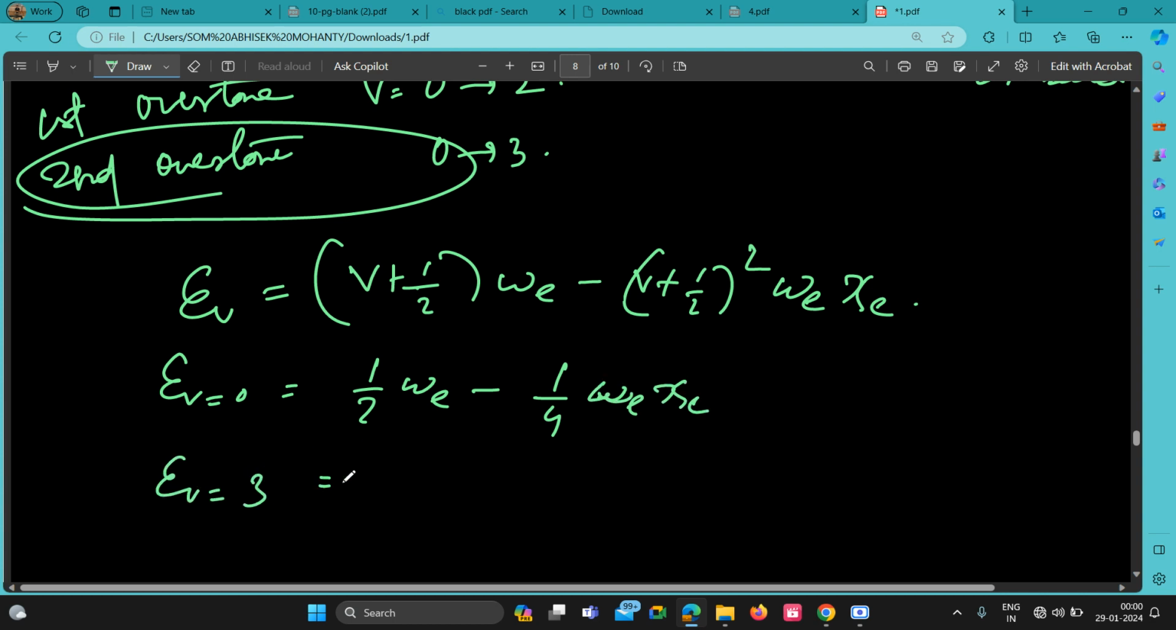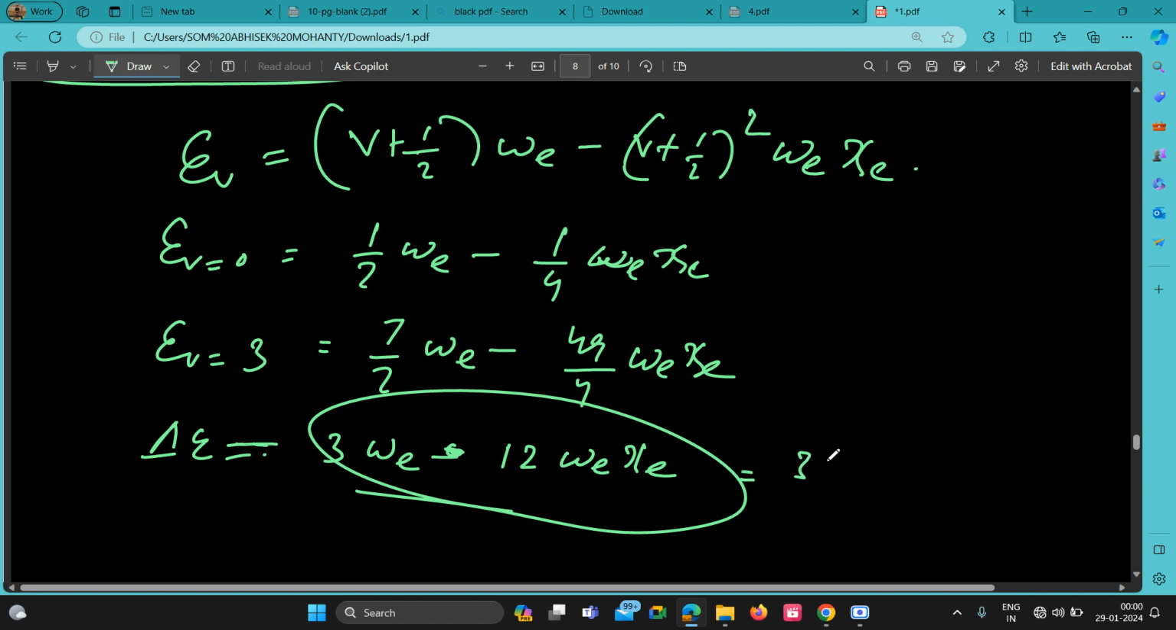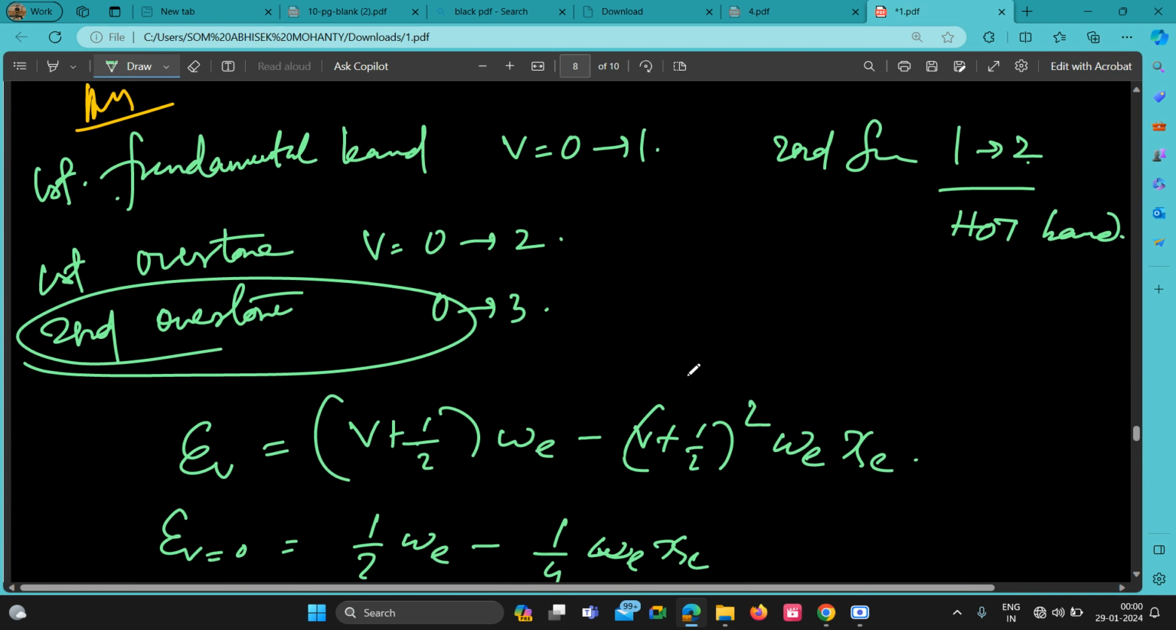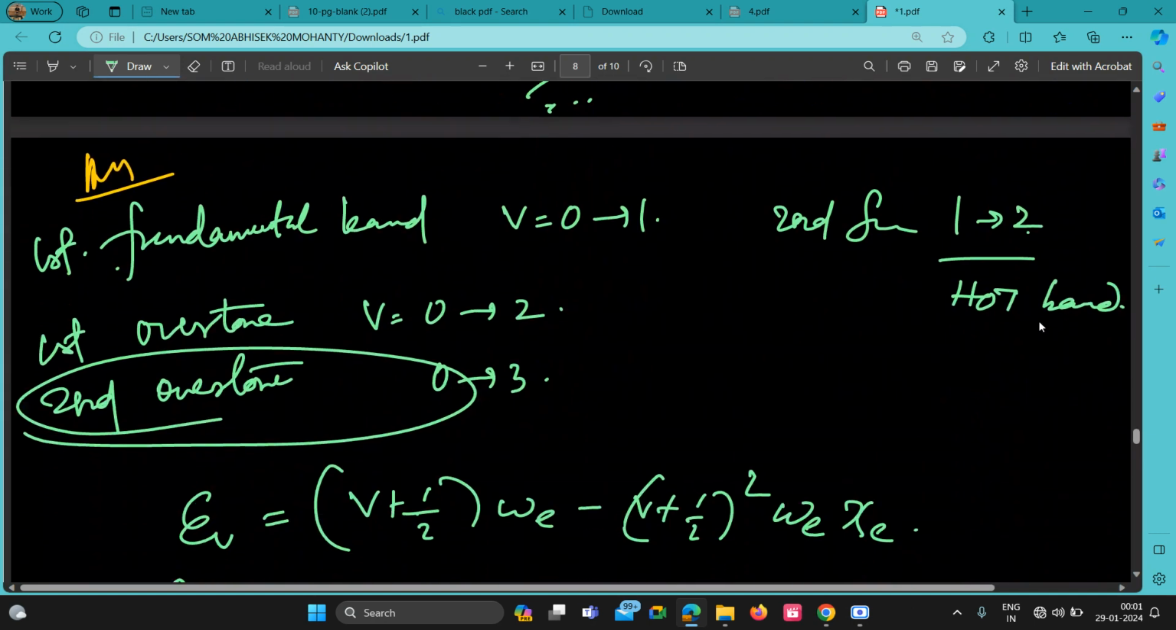For v is equal to 3, that will be 7 by 2 omega e minus 49 by 4 omega e chi e. So the difference will be 6 by 2, that is 3 omega e minus (49 minus 1, 48) by 4, that is 12 omega e chi e. So if I take 3 omega e common, 1 minus 4 chi e, that will be the answer. If we check the options, option D will be the correct answer. So this was question number 8.